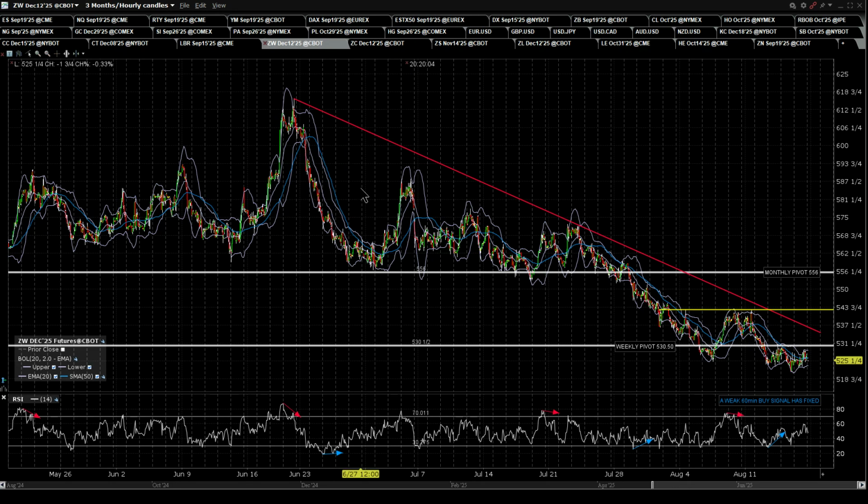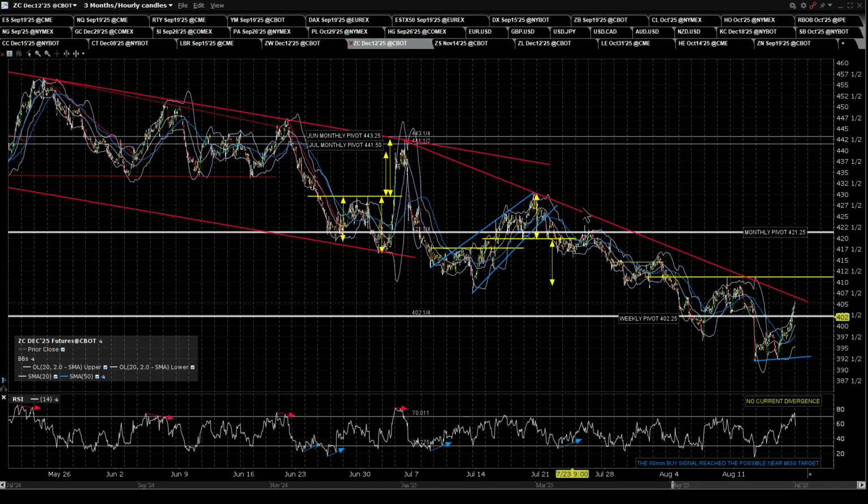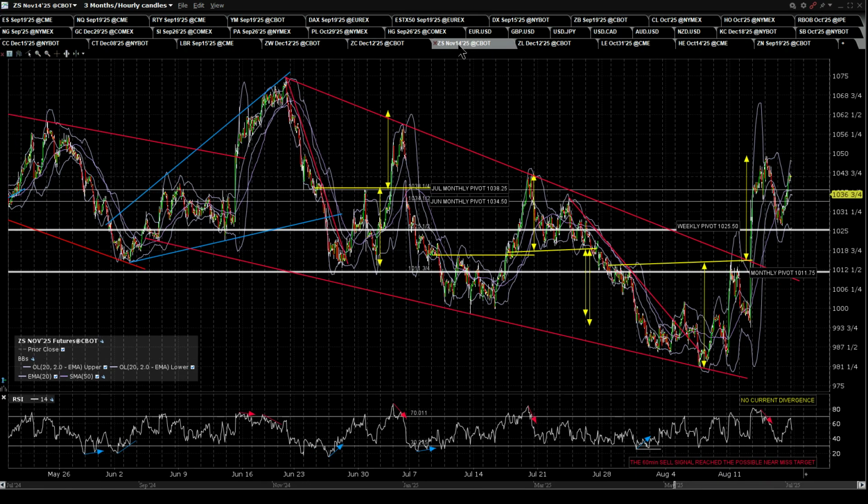CW, possible bottoming action here, not a bad looking little level bottom, and I think we might have some positive divergence on the daily chart. We'll see, but it's not a perfect falling wedge here, but it is a possible falling wedge. Corn, nice counter trend rally here, might be reversing, possibly forming an inverted head and shoulders maybe.